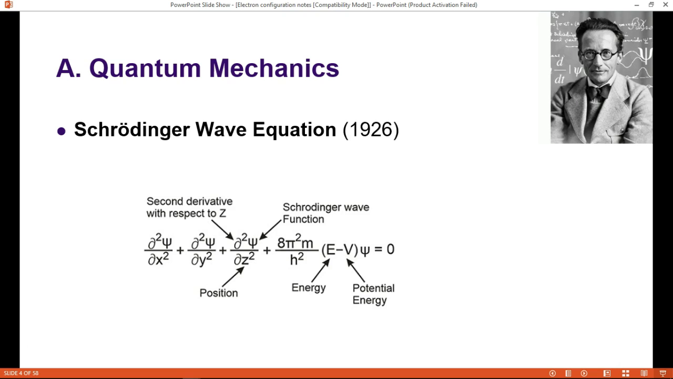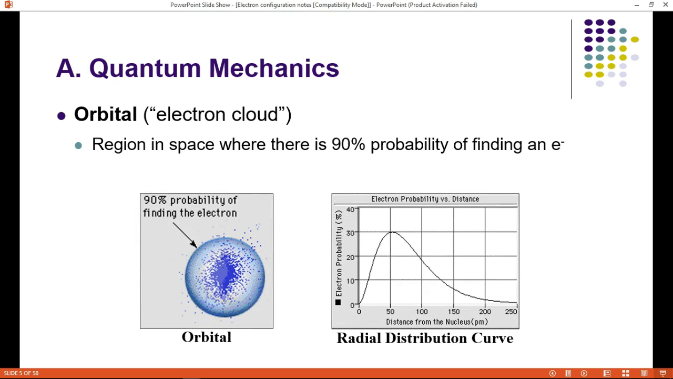Then we move on to Schrodinger, and Schrodinger did some very complicated math, way beyond what we're ever going to do, and he came up with a wave equation which treated the electron like a particle, and he found within 90% probability of where the electron may be. And so what he came up with, orbitals, which are different than orbits around the nucleus, like Bohr's model. These are in an electron cloud. They're a region in space where there's a 90% probability of finding that electron.